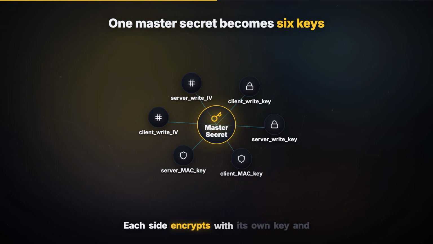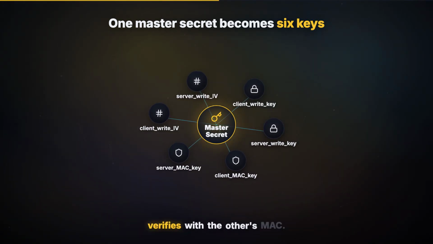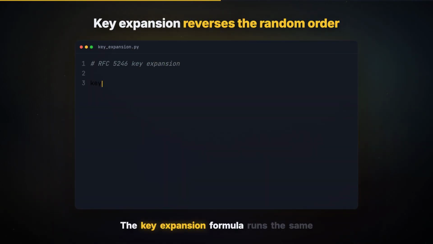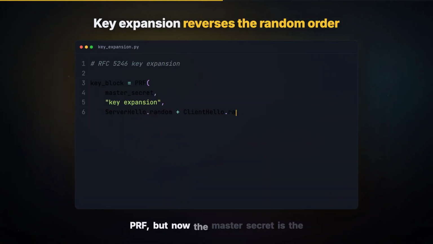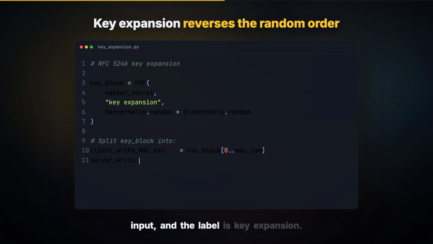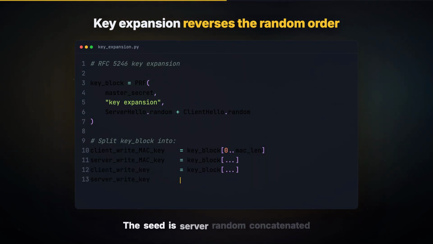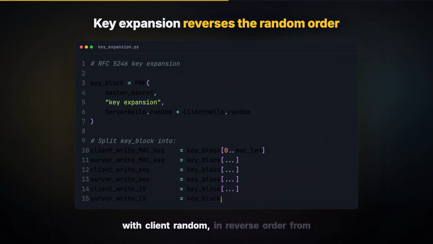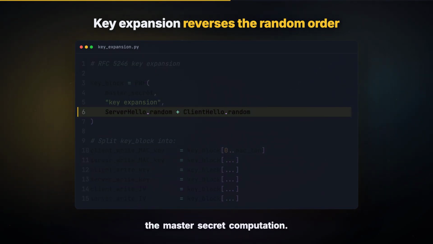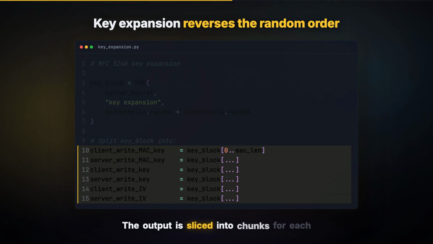Each side encrypts with its own key and verifies with the other's MAC key. The key expansion formula runs the same PRF, but now the master secret is the input, and the label is key expansion. The seed is server random concatenated with client random, in reverse order from the master secret computation. The output is sliced into chunks for each key and IV.